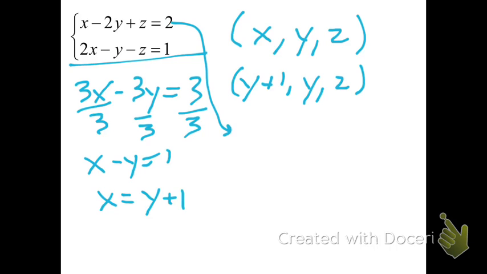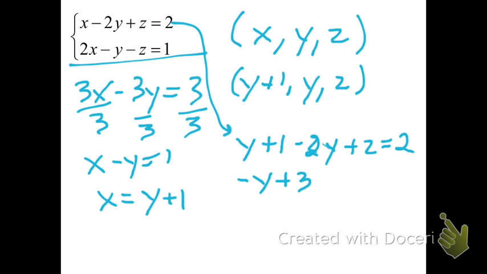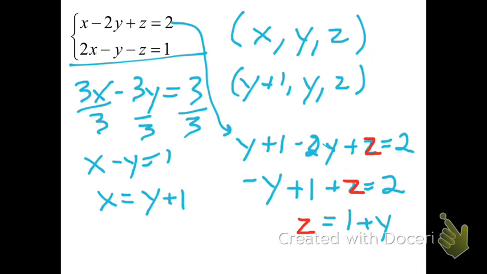Alright, so now I'm going to take that top equation and replace x with y plus 1. Alright, and 2y stays, plus z is equal to 2. Okay, and then so now I'm going to solve for z. So I get negative y plus 3... Oh wait, I'm confusing my z's and my 2's. Hold on. Okay, sorry about that. So I fixed that. I highlighted z in red, so it didn't get confused with the 2. Alright, and I solved for z, and I got z is equal to 1 plus y.